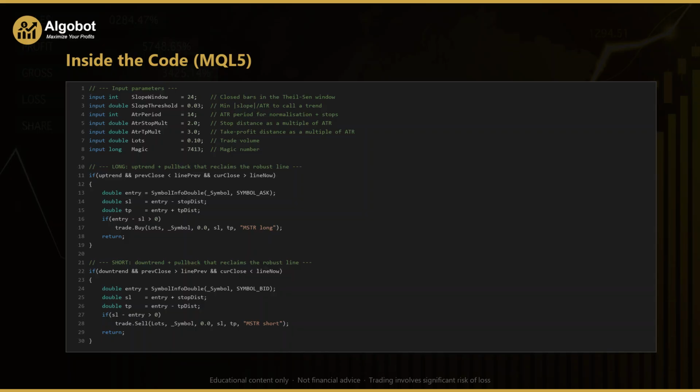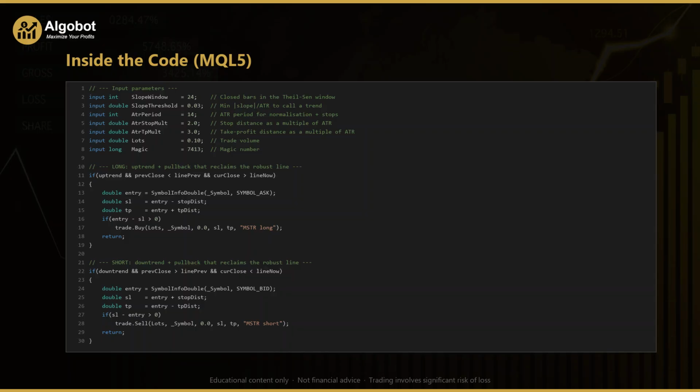At the top are the input parameters you can adjust in the Expert Advisor settings. SlopeWindow, defaulting to 24, is how many closed bars go into the Theil-Sen calculation. SlopeThreshold, at 0.03, is the minimum normalized slope needed to call something a trend. ATR period, at 14, sets the average true range used both for normalizing the slope and for sizing the exits.